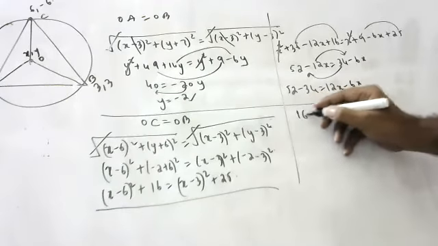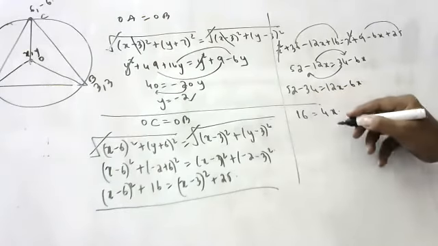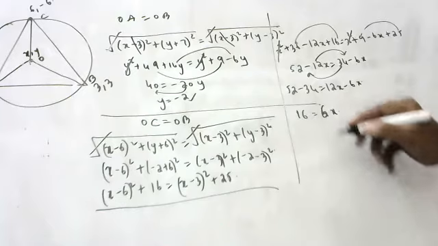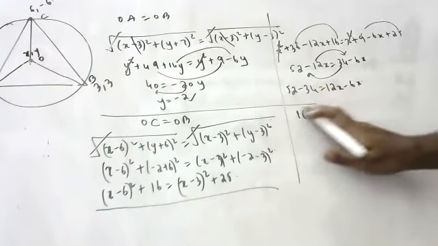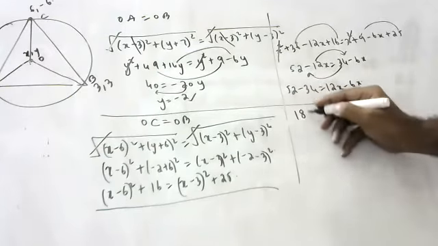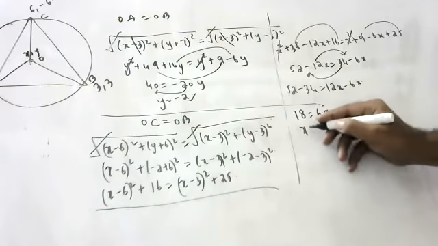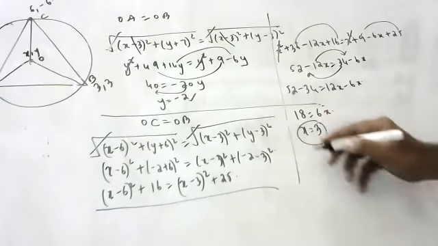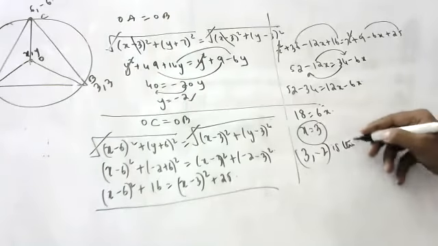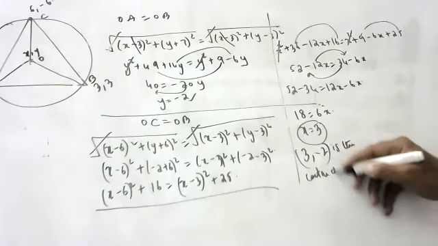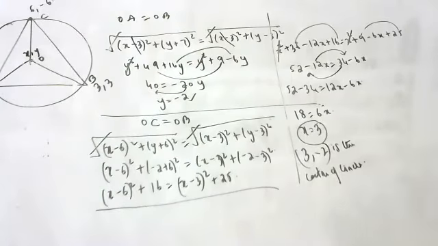Oh, yes, sir, sorry. 52 minus 34 is 18. 18 is equal to 6x. x is equal to 3. So 3 comma minus 2 is the center of the circle. Children, this is also an important exercise, very, very important. I hope you all understood this also, children.